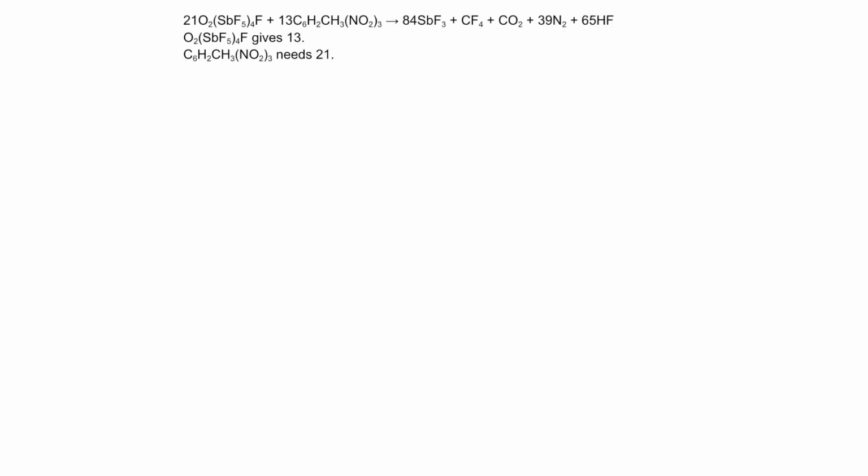Antimony trifluoride is easy. Nitrogen gas is easy. Hydrogen fluoride is easy because no water is made, so all of the hydrogen will become hydrogen fluoride. So then all of the remaining fluorine goes into carbon tetrafluoride, and all of the remaining carbon becomes carbon dioxide, and now we're done. So now we have a really interesting one.